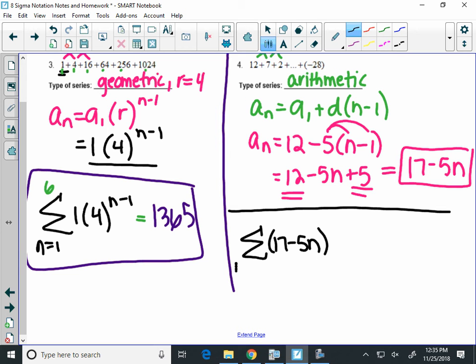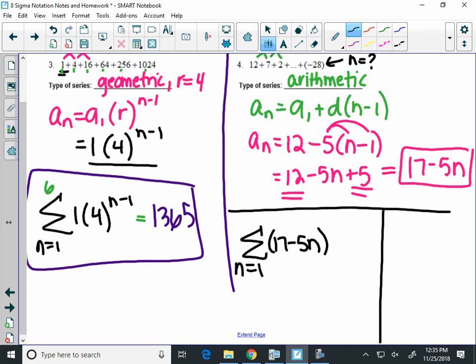We know I'm starting at the first term, but I have a dot, dot, dot. I'm going up to, adding up to the negative 28. I don't know what n is for that term. What term number is negative 28? We need to do a little work to find this out.